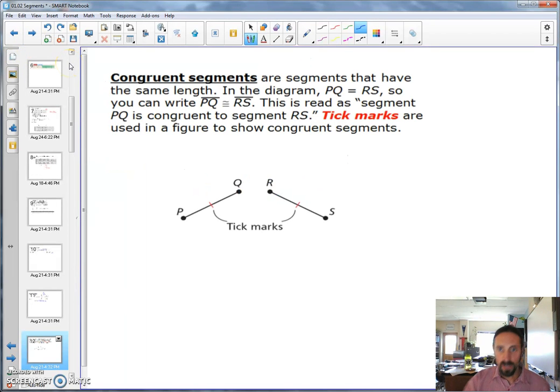Congruent segments, very important concept here. Please put it in your definition section. And note, congruent segments are segments that have the same length. In the diagram, you can see PQ equals RS. So the length is the same, therefore the segments are congruent. Note, this is the symbol for congruent, which means same shape, same measurement, etc. All right? We use tick marks. These little things are called tick marks to show that segments are congruent.